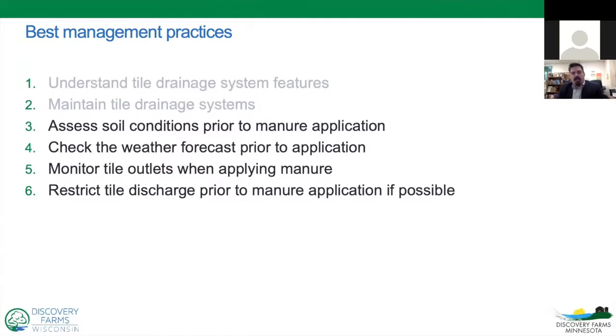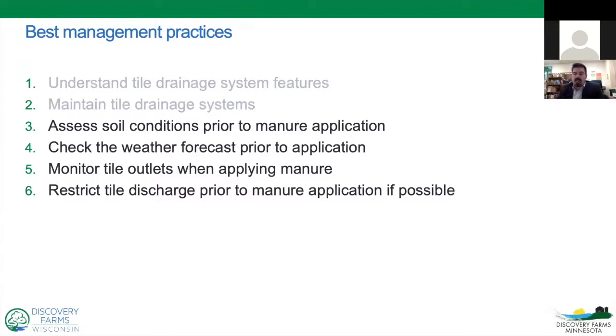So, okay, know where it is, know your features, know where the things are. And then the next big thing is let's start thinking about your manure. It's going to be about the manure timing and placement. So number 3, assess the soil conditions prior to manure application. So there's one thing here. We don't want the soil too wet. We don't want the soil too dry either. And I'll explain a little bit more of that as we go on.